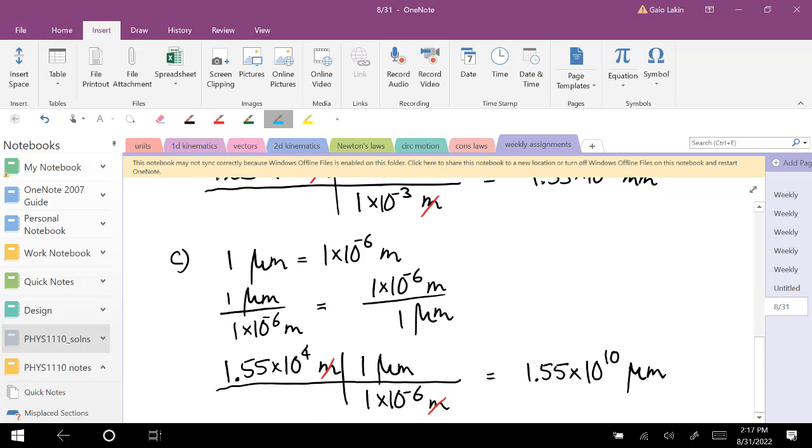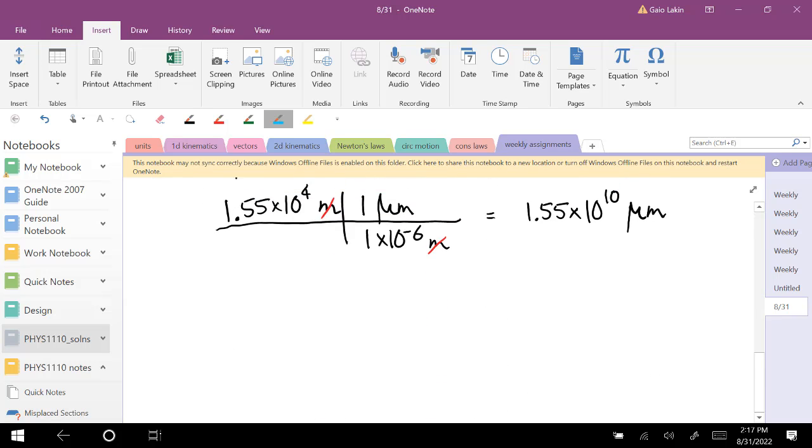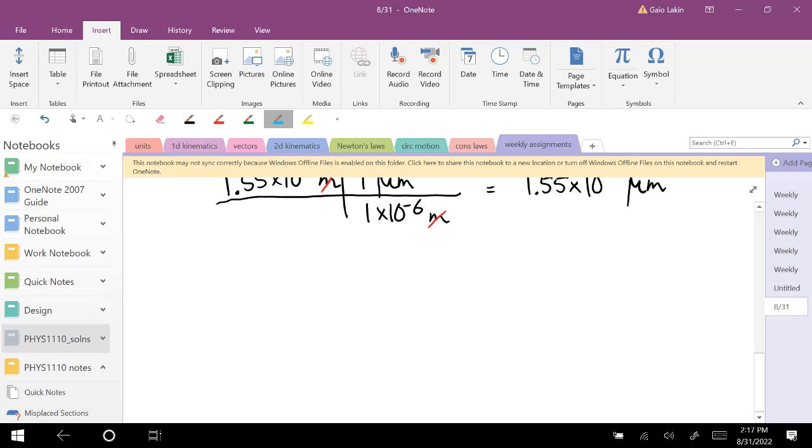And then miles, we're going to use 1 mile is equal to 1609.344.